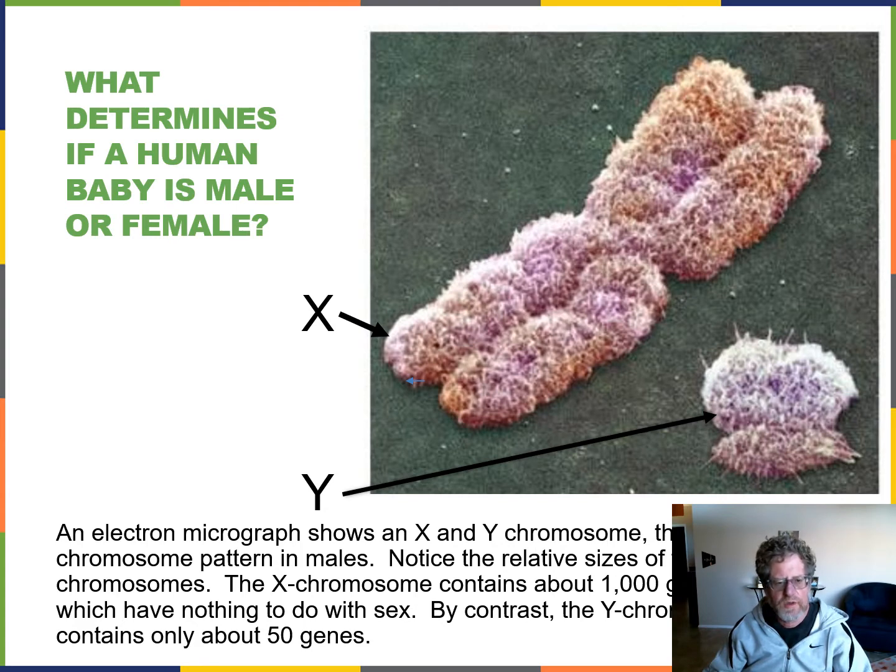All right, so what determines if a human baby is male or female? It's not a single gene, it's not a few genes, it's a whole chromosome. And so here's an electron micrograph of the X chromosome and the Y chromosome. You can see that the X chromosome is much larger. It has over 1,000 genes. They don't all code for sex, they code for other things as well. The Y chromosome is a little shrimp, and the normal karyotype in a male is XY, so that's the male pattern, and the normal karyotype in a female is XX. She has 2 copies of the X chromosome.